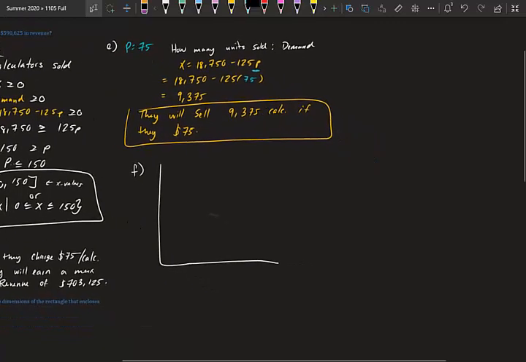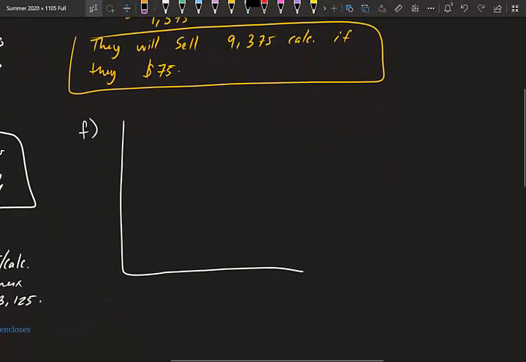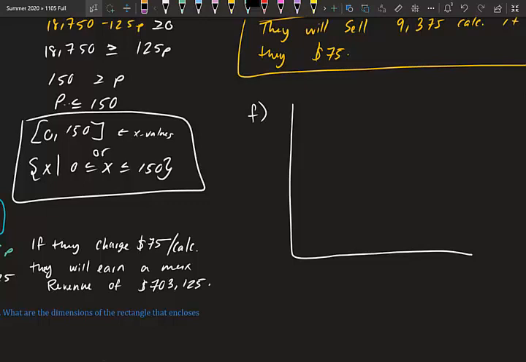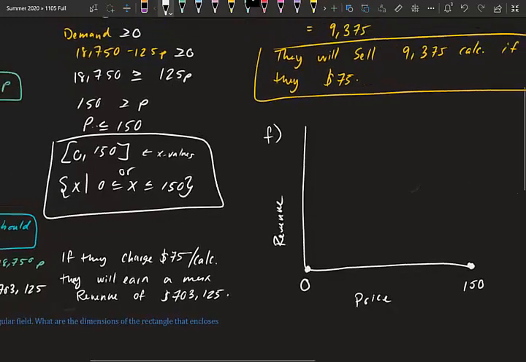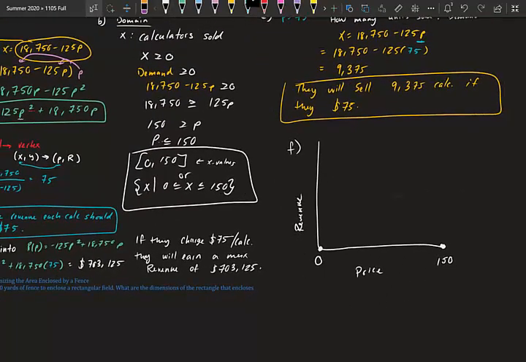So in quadrant 1, we want to first plot our domain. So you remember that domain we found of 0 to 150? And remember, domain are x's. So the domain for x's stands for price. The y stands for revenue. So the maximum and minimum price, or the domain, is 0 to 150. We found the vertex. The vertex is 75, 703,125.